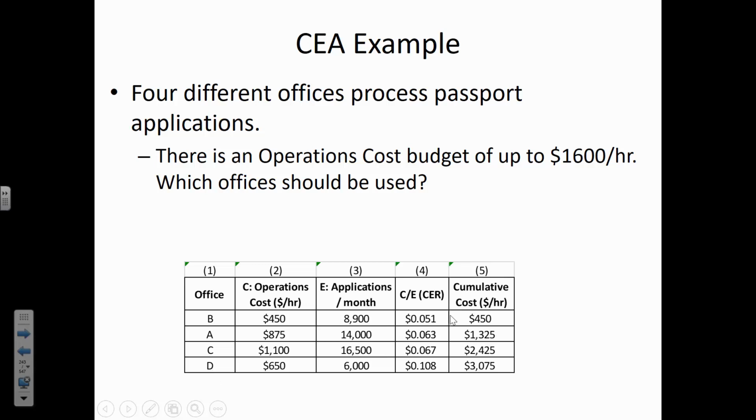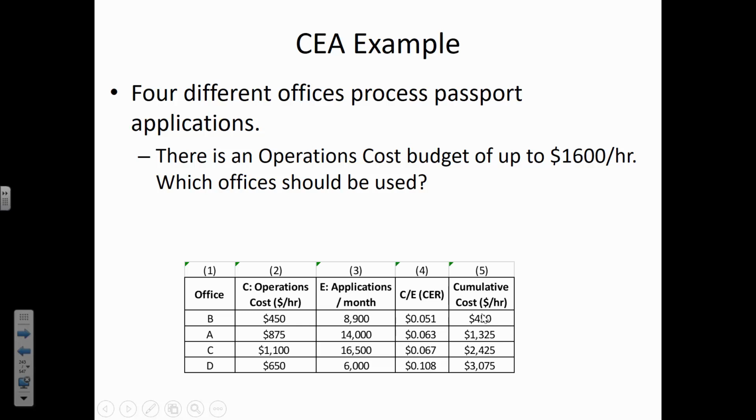So what we do is we reorder those. And at the top of the list, we put our best office. And at the bottom of the list, we put our worst in terms of this C to E ratio. And then column 5, the cumulative cost per hour, is just looking at if you had that office for that row and all the other offices that are better that were operating, then what would be the cost of having that one and all the other ones that are better than it.